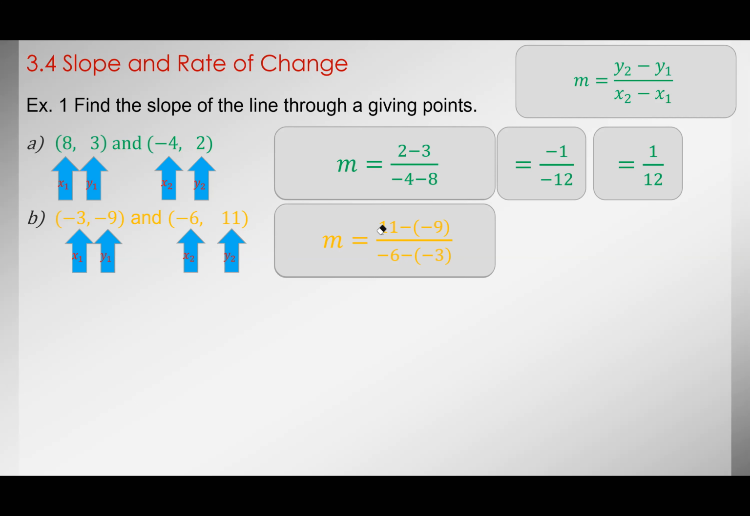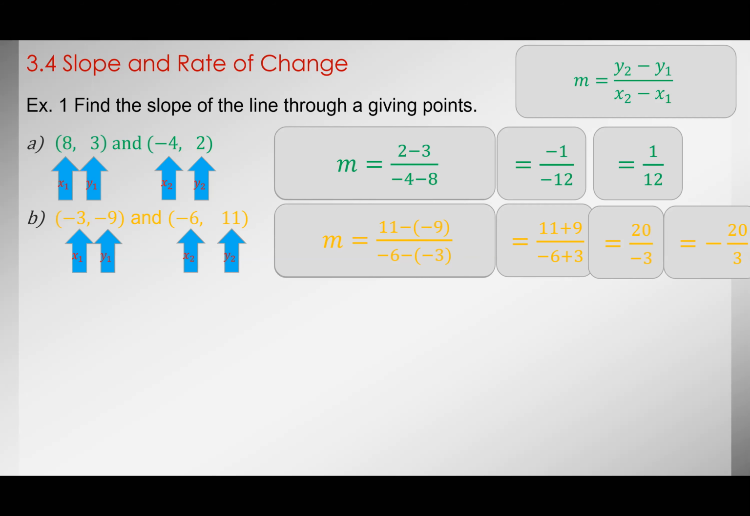And the reason why I mentioned this is because a double negative become a positive, which is 11 plus 9. And a double negative become a positive, which is negative 6 plus 3. 11 plus 9 is easy. 11 plus 9 is 20. Negative 6 plus 3 will give you a negative 3. As you can see, this is your negative slope.